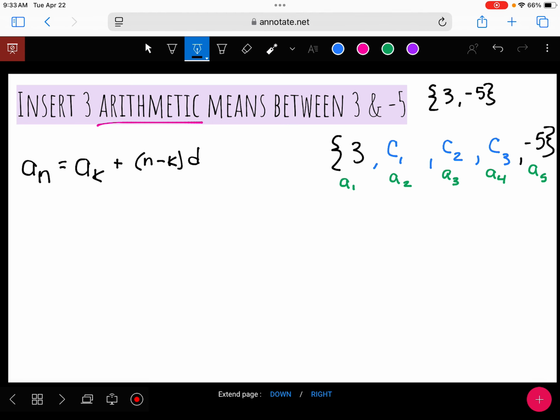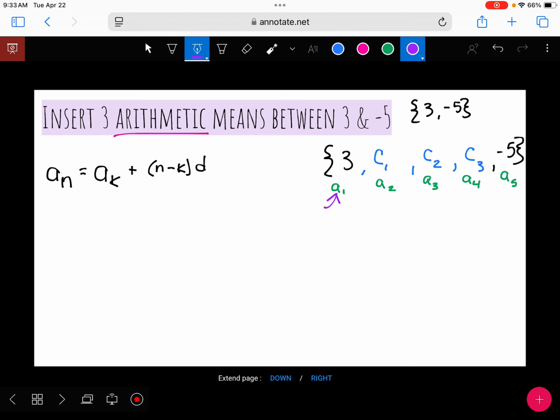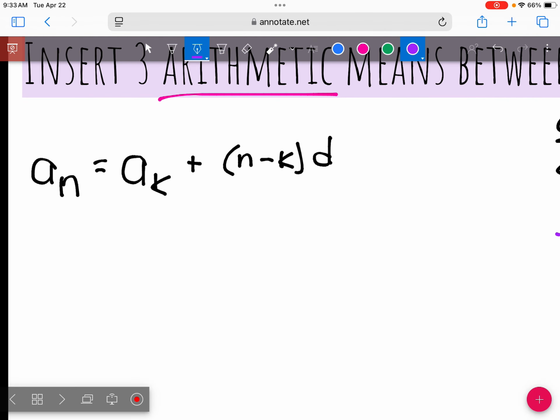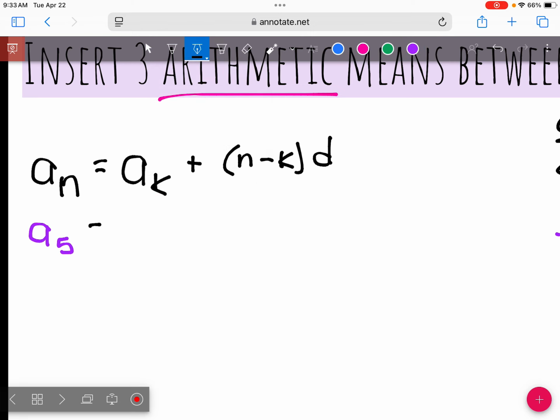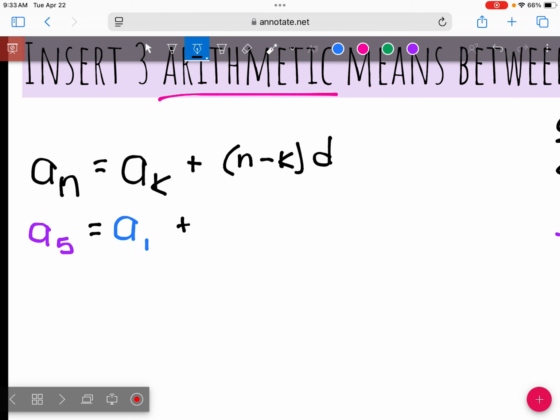So we're going to use the pieces we have to figure out what the common difference is. I know 2 terms. I know my first term and I know my fifth term. We're going to solve for D. So I'm going to put my A sub 5, just because I traditionally like to do the bigger one as the equal sign. It doesn't really matter. So we're going to have our A sub 1 here plus our N.